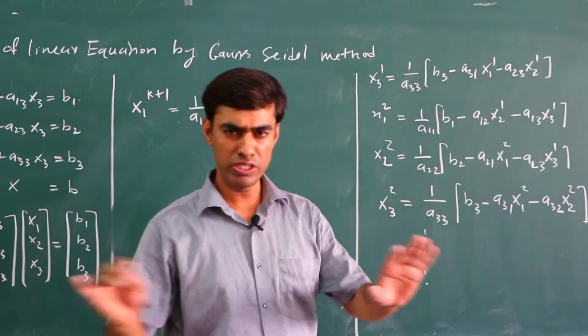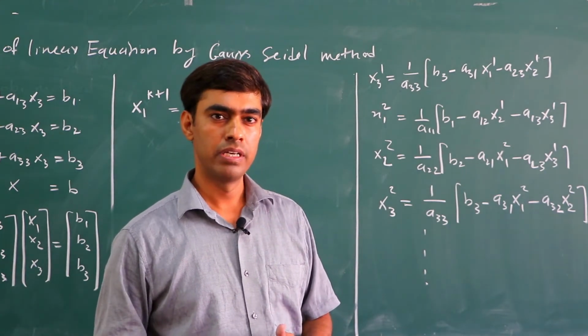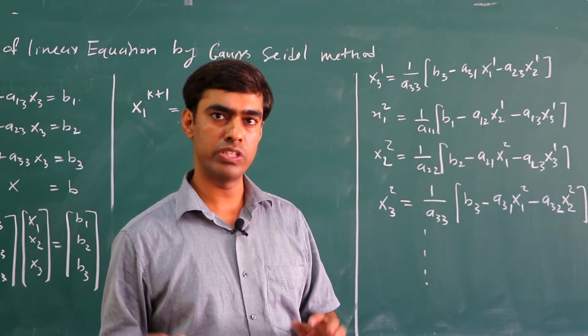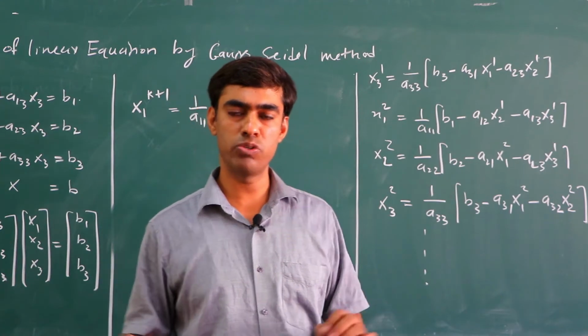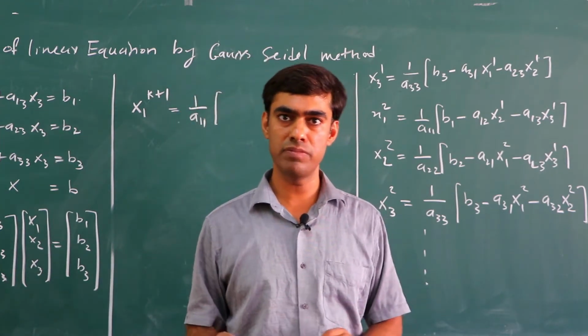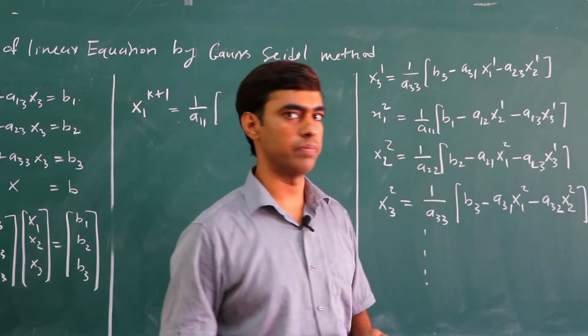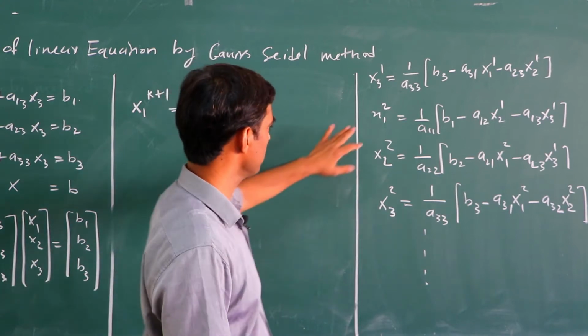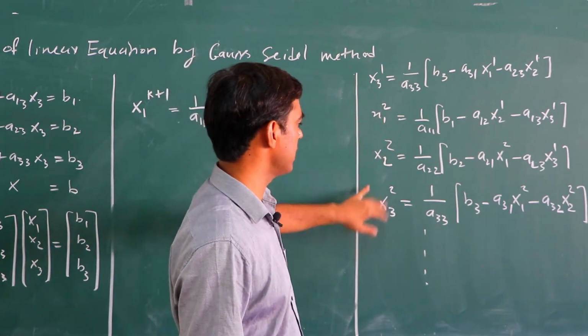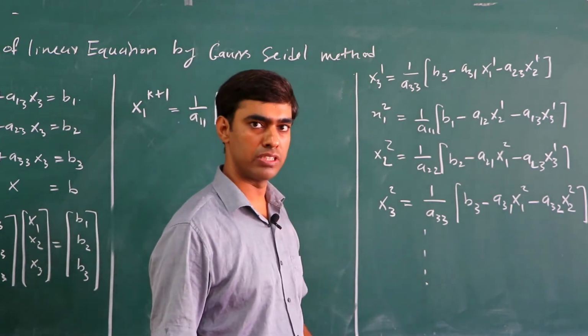Now we are going to describe in the form of a matrix how we find the solution of a system of linear equations by the Gauss-Seidel method. Means we try to write an iterative scheme, a relation between the (k+1)th iteration and the kth iteration. So x1, x2, x3, in general we are able to find the solution of this.